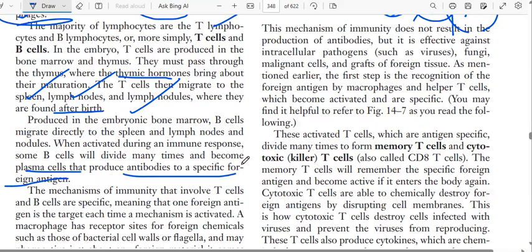So here, B cells are more important than T cells. Why? Because B cells will multiply in large numbers, and they produce plasma cells. Plasma cells will produce antibodies against the specific antigen.